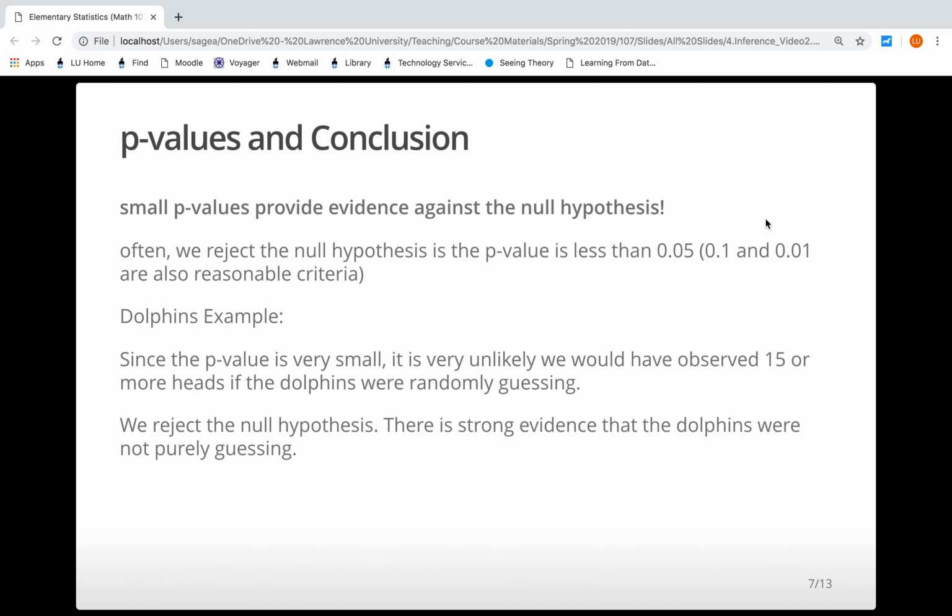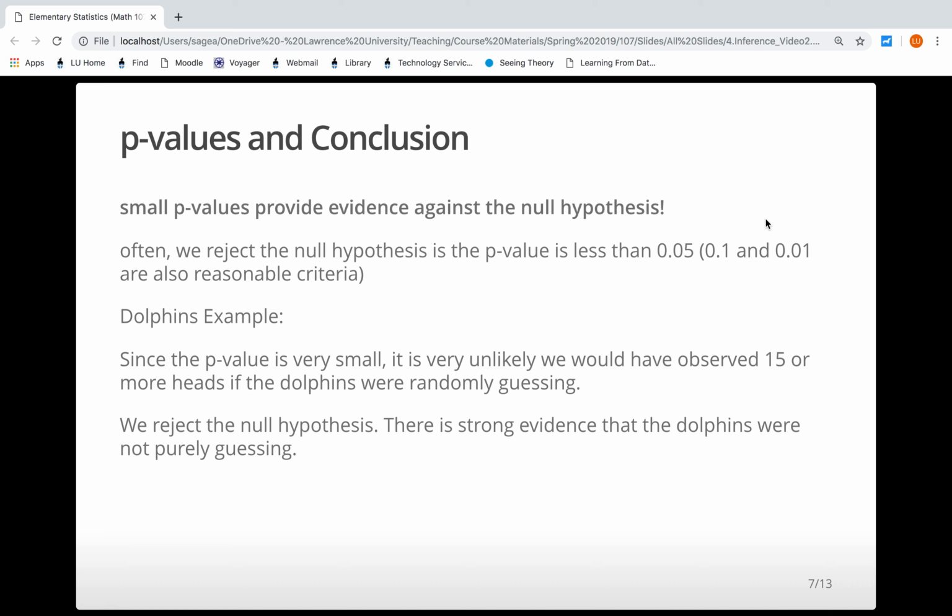Small p-values provide evidence against the null hypothesis. You might ask, well, how small does it need to be? And this is really context dependent. Often people use 0.05 as a cutoff point. If the p-value is less than 0.05, people will often reject the null hypothesis. But that's just a rough guideline. 0.1 or 0.01 are also reasonable criteria.